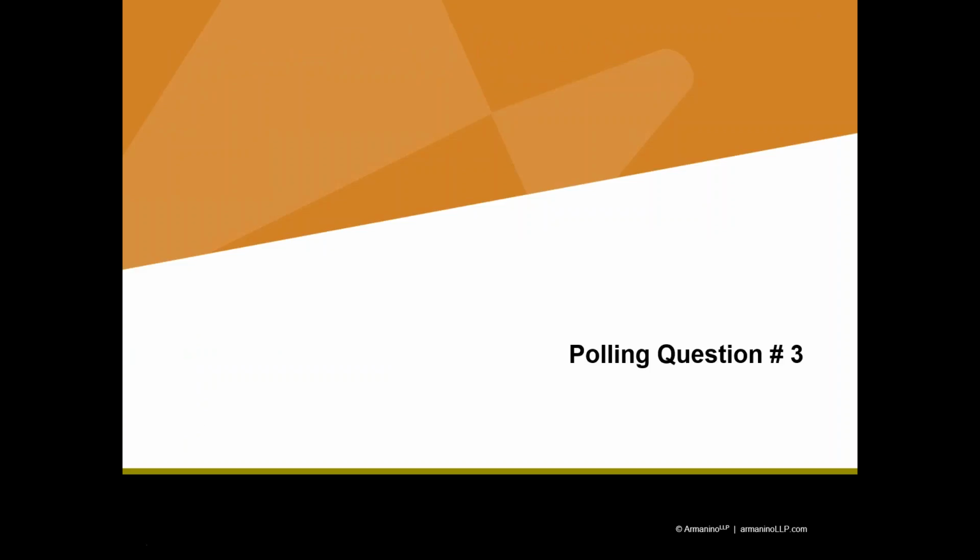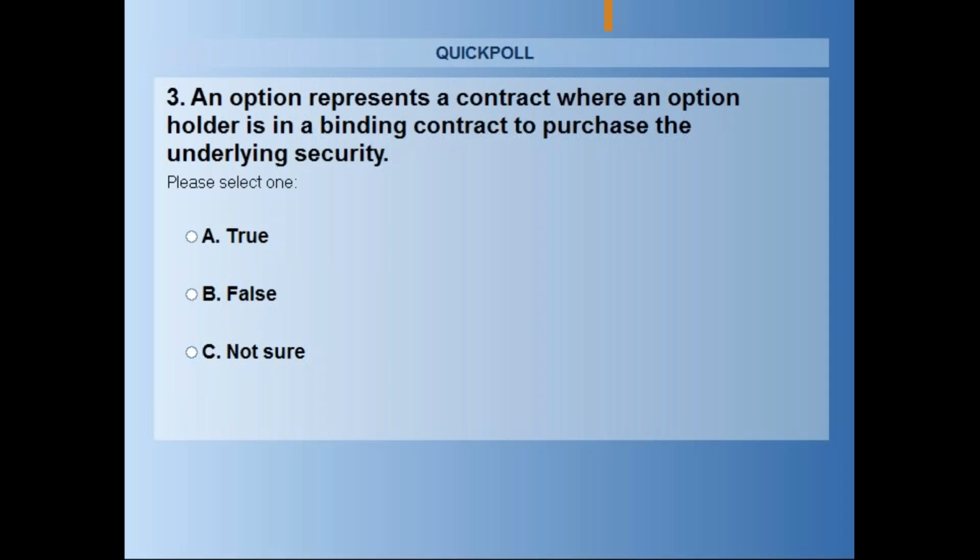Okay, and now we have our third polling question. An option represents a contract where an option holder is in a binding contract to purchase the underlying security. Is this true, false, or you're not sure? So we're going to let people weigh in there. Okay, we'll give a couple more seconds as you consider your answer.